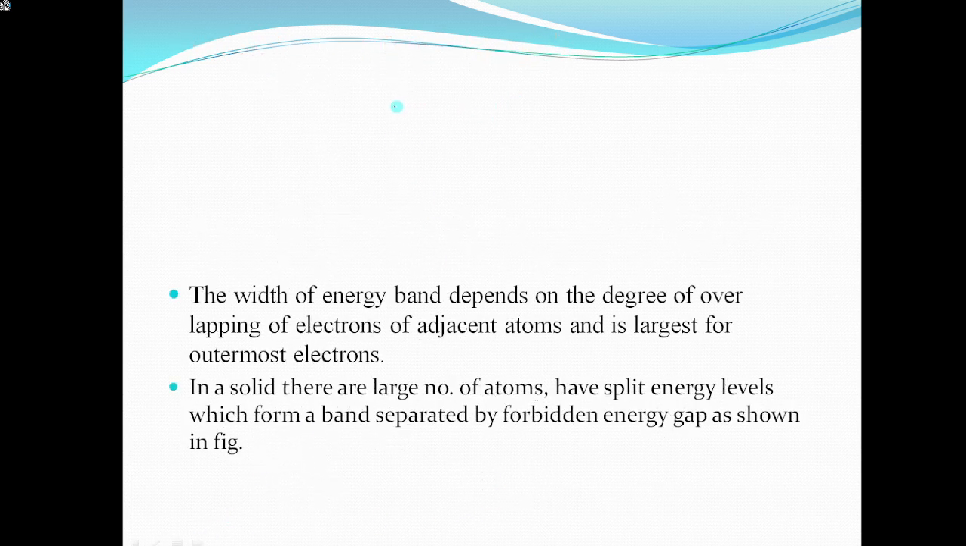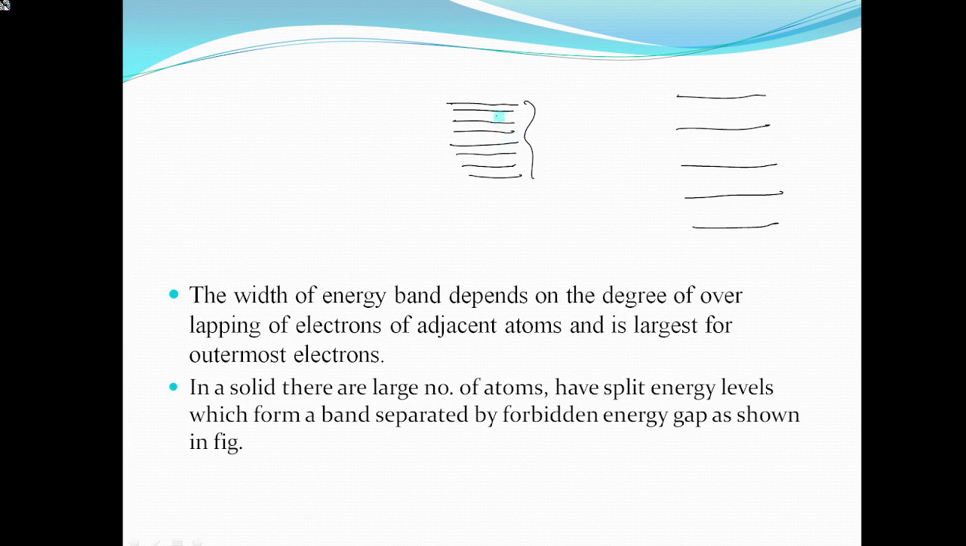If n atoms are far away from each other, the energy levels also will be far from each other. If they are brought close to each other, these energy levels also will be brought close to each other. So it doesn't appear like separate energy levels. It appears like it is forming a band.